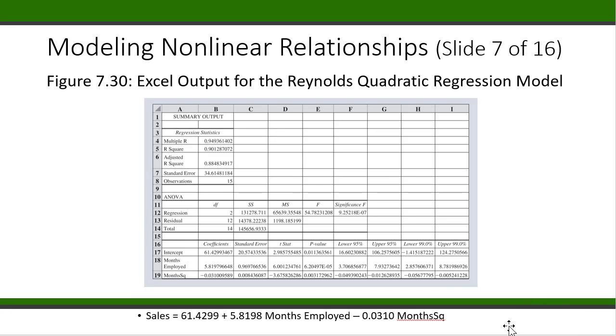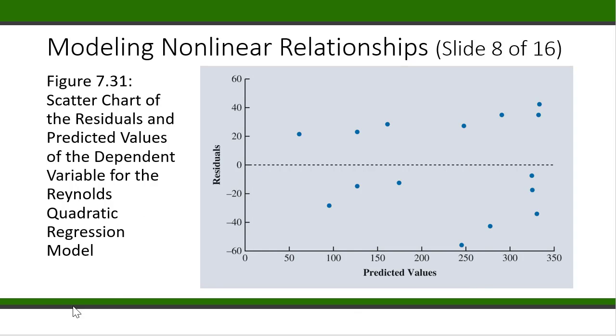So this is a better model than the previous model. Now there are ways you can test if it's significantly different or not. But for now, it's explaining more variance than that previous model did. And so here we have a scatter chart of the residuals and the predicted values of the dependent variable for that quadratic regression model. So there's no distinct pattern, so that would suggest that this quadratic model fits the data better than the simple linear regression in the example of the Reynolds data.